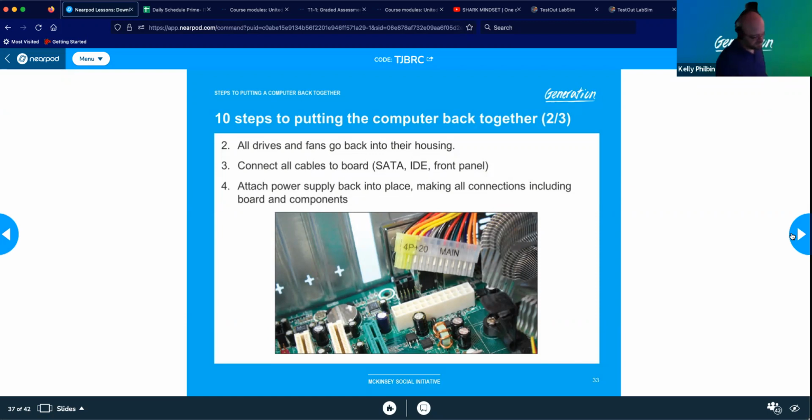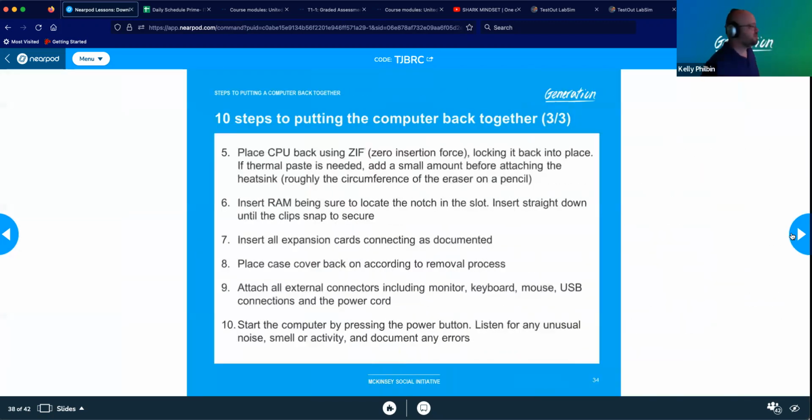Step 5, place the CPU back in using what's called a ZIF, which stands for zero insertion force. There's a little hatch that flips over the CPU, and then it locks down. We'll show that better when we work on the CPU module next week, so you'll have a better look at it. But it's called ZIF, zero insertion force. Many of you may remember that from the readings.